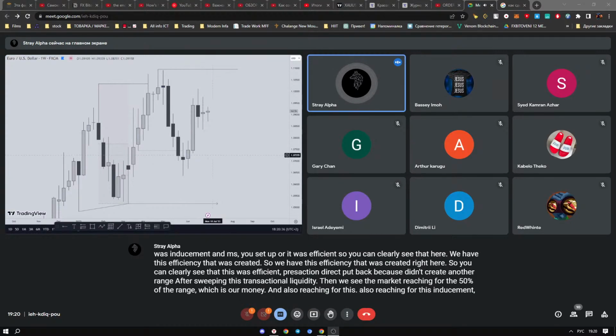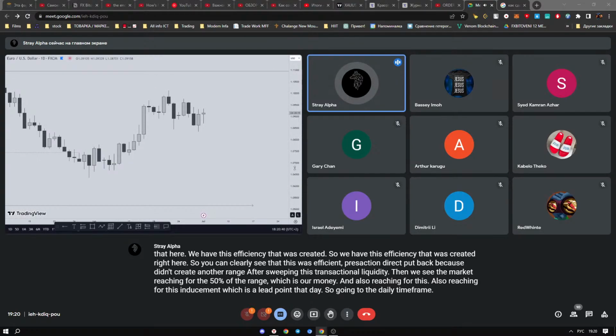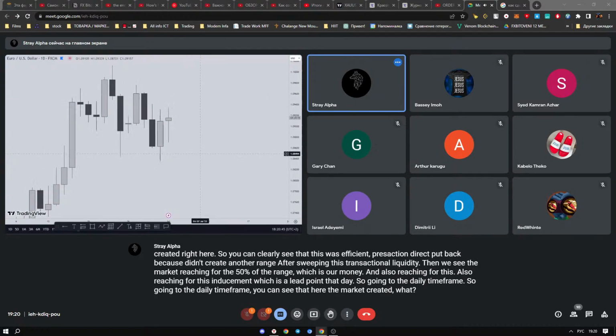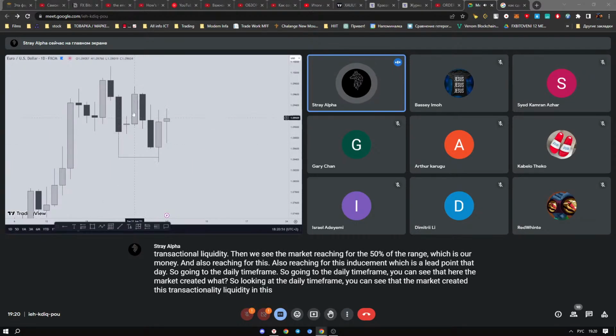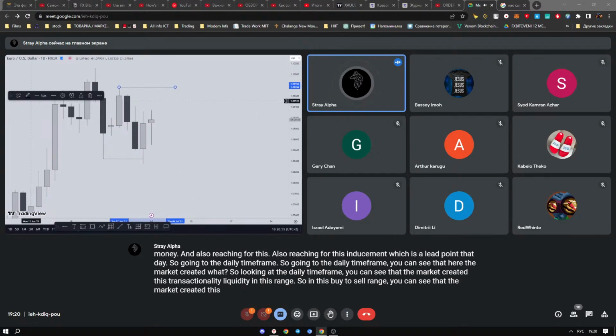Inducement, which is a lead point that day. So going to the daily time frame, you can see that here the market created what? Looking at the daily time frame, you can see that the market created this transactional liquidity in this range. So in this buy to sell range, you can see that the market created this transactional liquidity, this inducement right here.